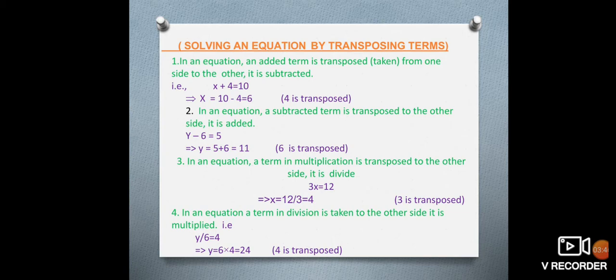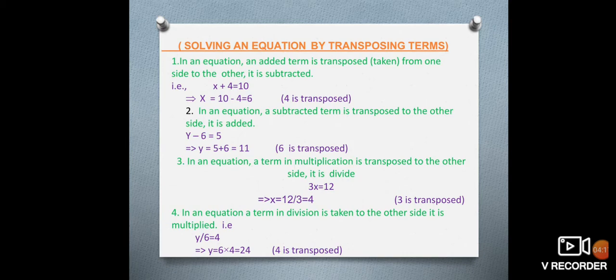Same with the second example as we discussed earlier, y minus 6 equals 5. I need the solution for y by transposing the constant. So minus 6 I want to transpose to the right hand side. As it is negative here, there it will go with a positive sign. So on the right hand side, you can see it will now become 5 plus 6, that is 11. So my solution is y equals 11.